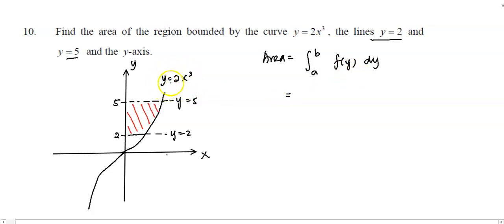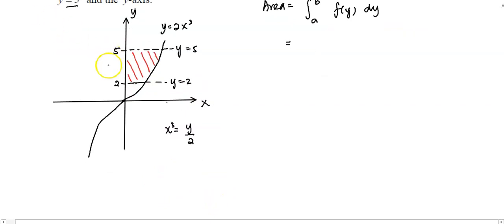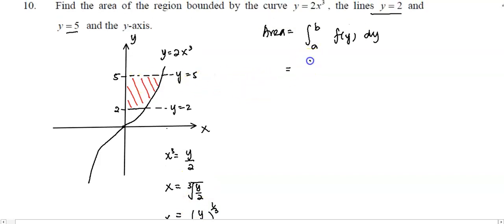What you have here is y in terms of x. So to integrate, you need to get x in terms of y. You have y equals 2x cubed, so make x the subject: x cubed equals y over 2, and x will be equal to the cube root of y over 2, or you may write it as (y over 2) to the power of 1 over 3. We are going to put this function in terms of y into our integral, and the limits are from 2 to 5. The function will be (y over 2) to the power of 1 over 3.